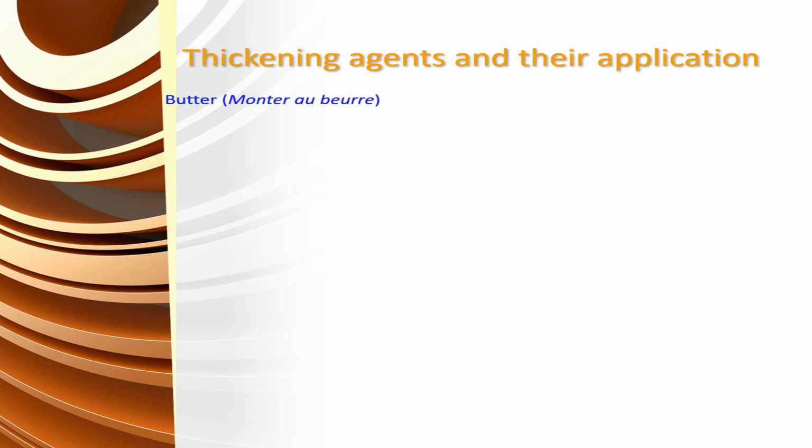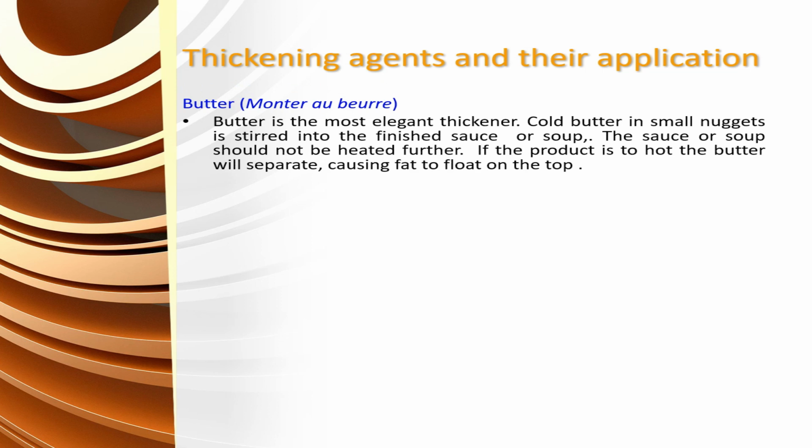Butter, or monter au beurre. Butter is the most elegant thickener. Cold butter in small nuggets is stirred into the finished sauce or soup. The sauce or soup should not be heated further. If the product is too hot, the butter will separate, causing fat to float on the top.